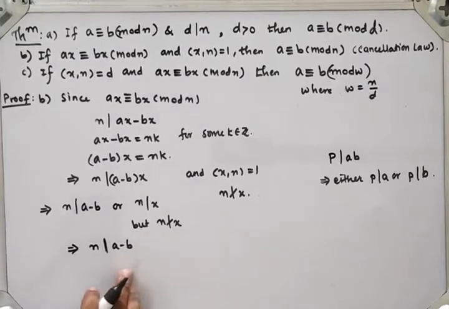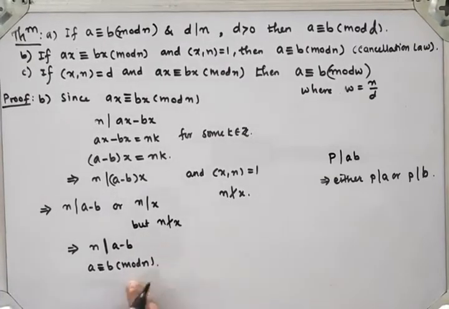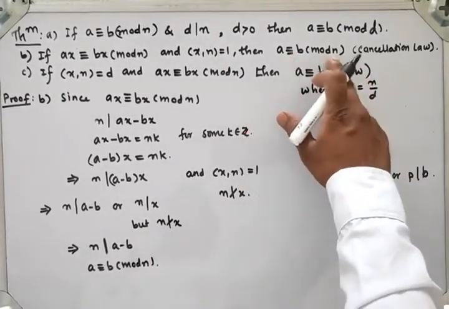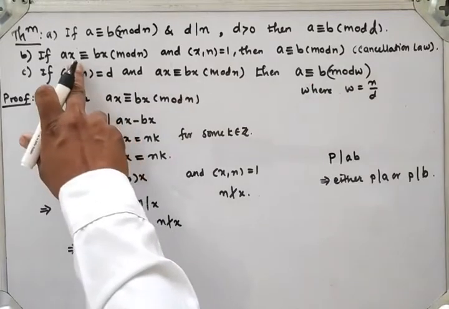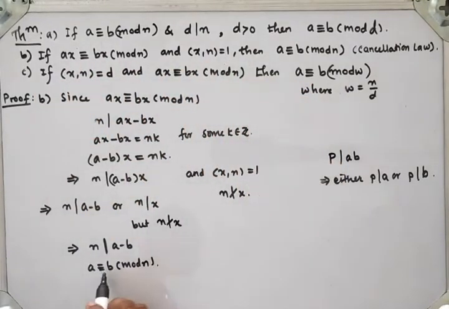Then by using the definition of divisibility, it can be written as the definition of congruence. So a is congruent to b modulo n. Hence the proof: a is congruent to b modulo n, whenever we are given x congruent to bx modulo n and GCD of x and n is equal to 1, so we get a congruent to b modulo n. Now let's see the third proof.